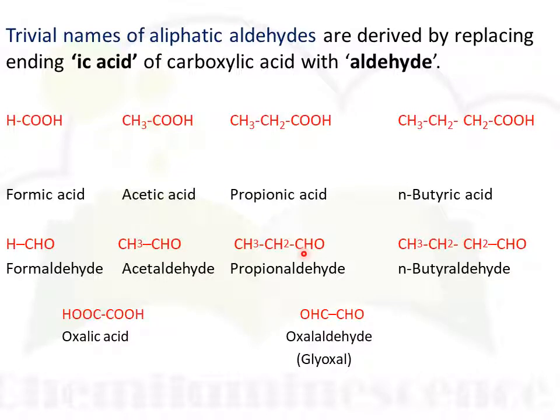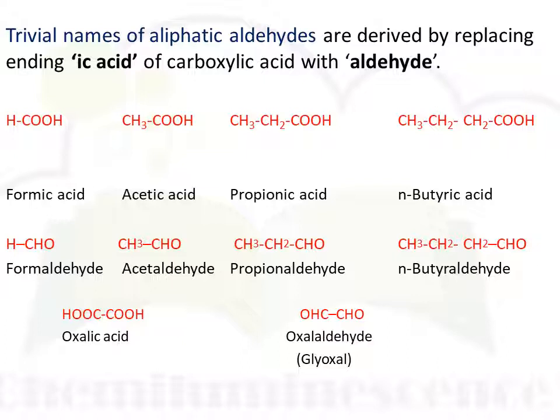Next one is CH3CH2CHO, which has the name propionaldehyde, derived from propionic acid. Next one is n-butyraldehyde, which is derived from the name n-butyric acid. Next one is oxalic acid, having two carboxylic groups attached to each other, and from this oxalic acid we derive the name oxaldehyde. In oxalic acid, two carboxylic groups are bonded to each other, and here two formyl groups are bonded to each other, which has another name, glyoxal. In this way, we can derive the trivial names of aliphatic aldehydes from carboxylic acids.